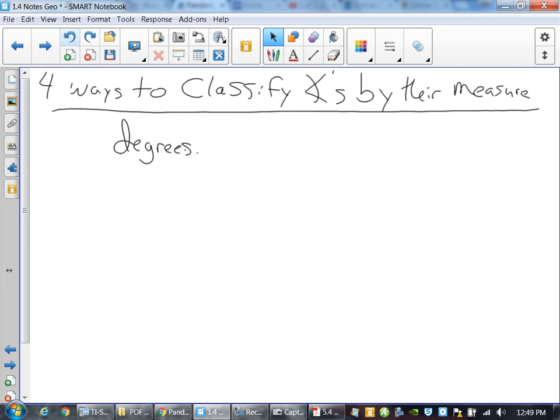So if you want to classify angles by their degree values, what's one type of angle? Acute angle. What makes an acute angle acute? It's small, it's little. It's cute, it's little. What does an acute angle measure between? It's an angle that measures less than 90 degrees.